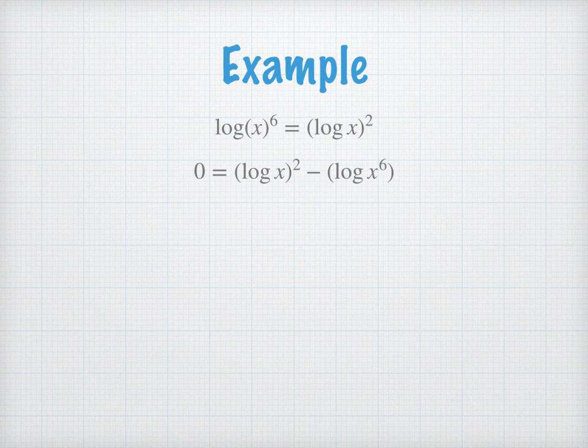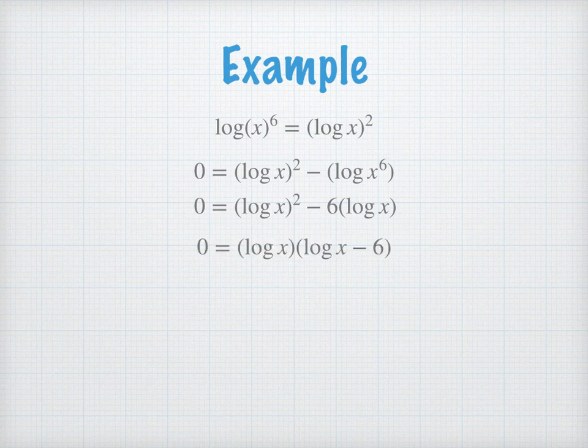Now, we can use our power rule on that second piece there. So we have log x, quantity squared, minus 6 log x. Well, we can factor log x out of that, right? So that would mean that we would have 0 equals log x times log x minus 6. Now, we're kind of solving this like we did with our quadratics when we were first starting to talk about solving quadratics by factoring. We can now set each factor equal to 0.